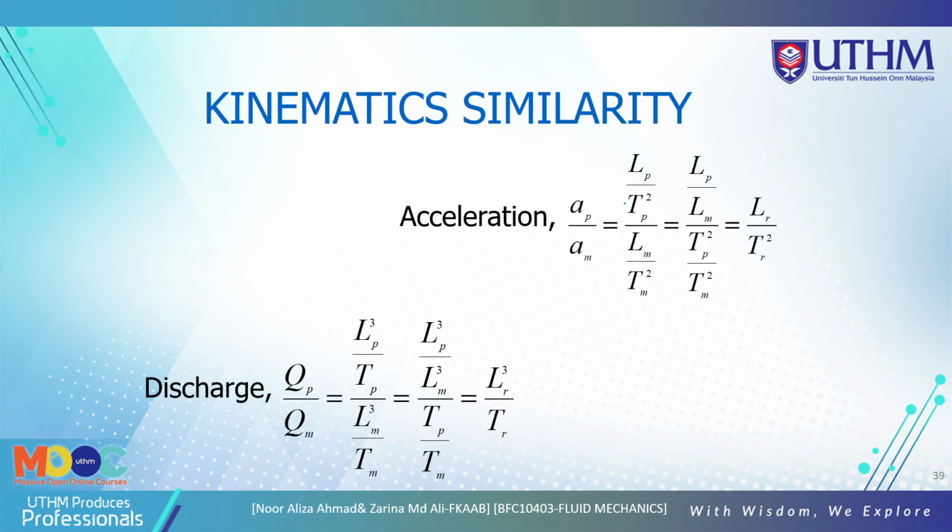For acceleration, we know that AP over AM. AP is LP over TP squared, LM over TM squared, and then you get LP over LM and TP squared over TM squared, and then you get LR over TR squared. The discharge also is L cubed over T, because it's based on the unit, length cubed per time. So this is kinematic similarity.